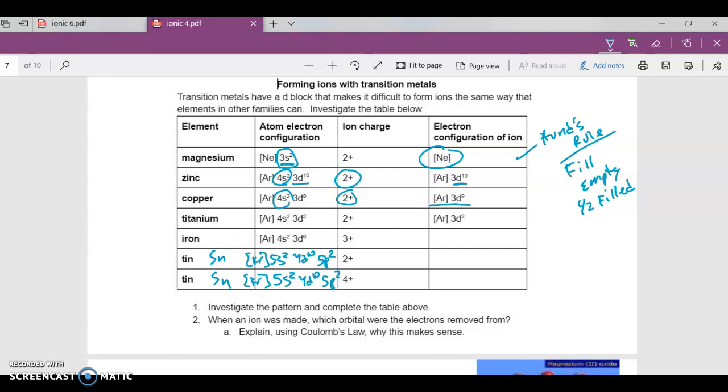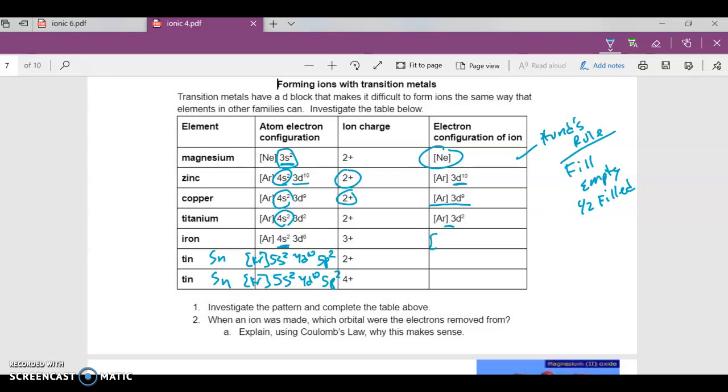Titanium here, 2+, I can see that it lost its 4s. Now, if you think about it, if he has 2 to lose, he could lose these 3d's, or he could lose these 4s's. So I'm kind of thinking to myself, every single time they're losing the s spots. So that must be the same pattern I'm going to follow down here with iron.